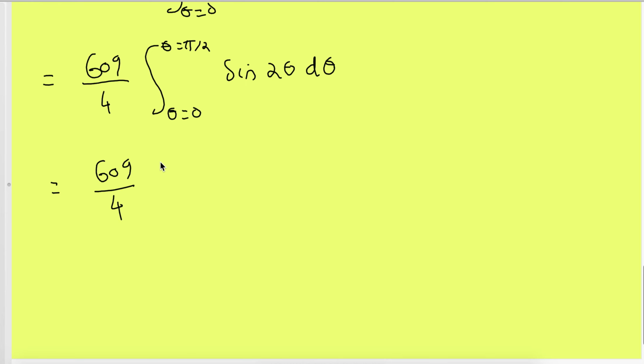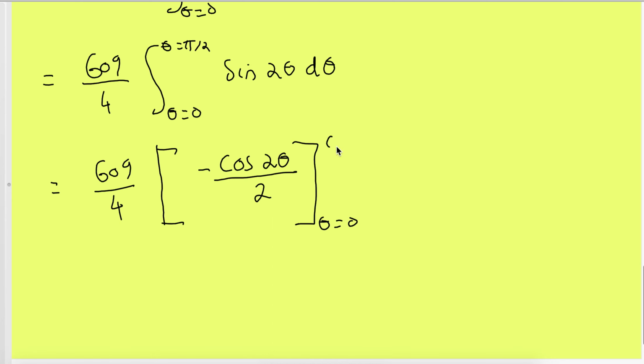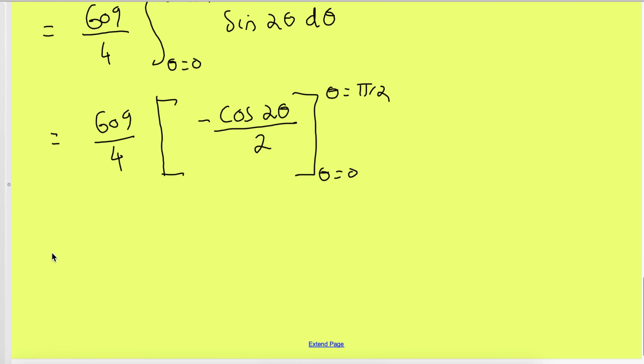So I'm integrating, so it becomes a square bracket, like that. And sine, if you integrate it, becomes negative cos 2 theta, and you divide by the 2, between theta equals 0 and theta equals pi by 2. Right, so let's substitute in our limits.